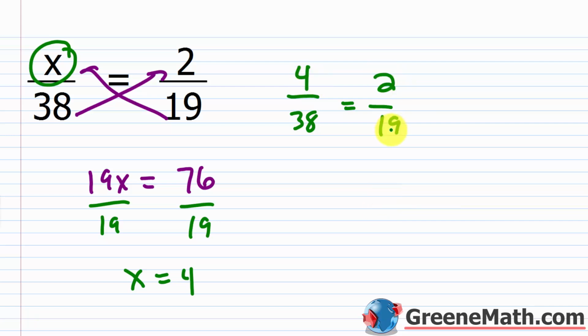If I take 19 and I multiply by 2, I get 38. So essentially, it's like I did this: I took 2 over 19 and multiplied it by 2 over 2, and I got 4 over 38, right? So x is going to be 4 in this case.